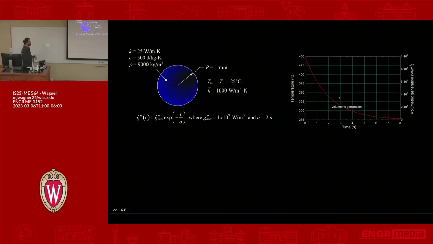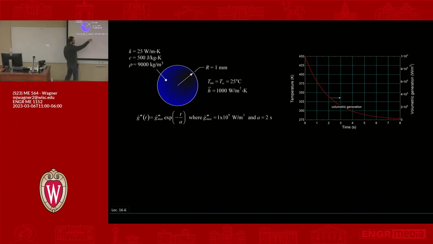Let's go through an example now where we're going to use Laplace transforms to describe the problem. We will be talking about this sphere where we have some generation that's a function of time. So the generation looks something like this. We have a maximum generation, which is, in this case, something like 1e9 watts per meter squared. And that generation decays with time.